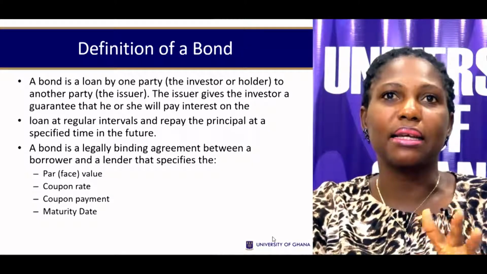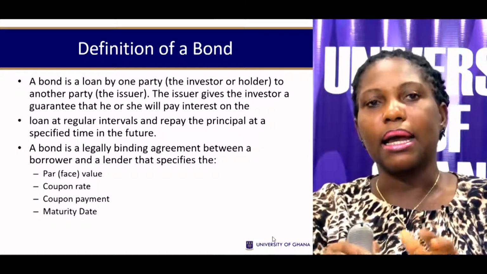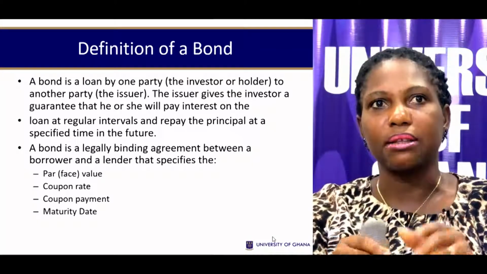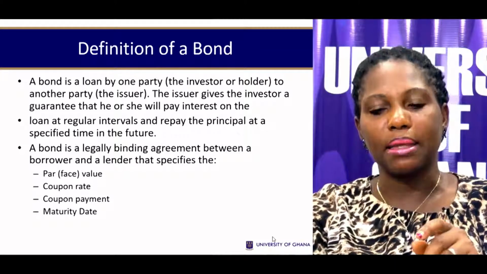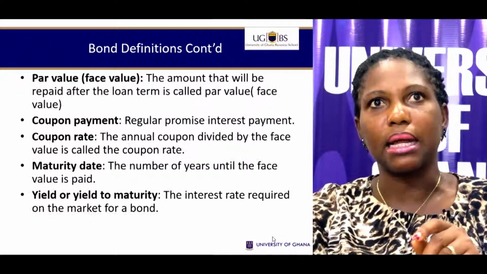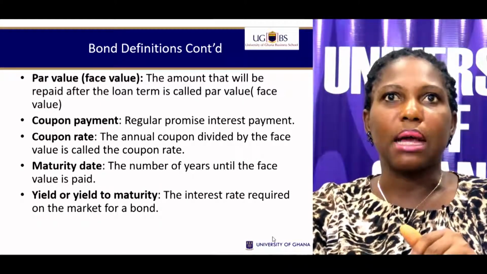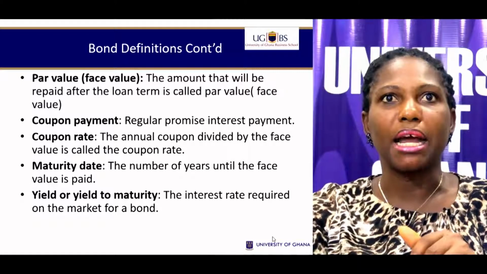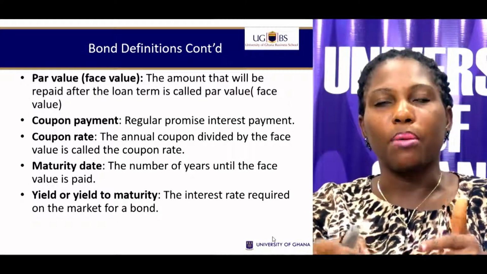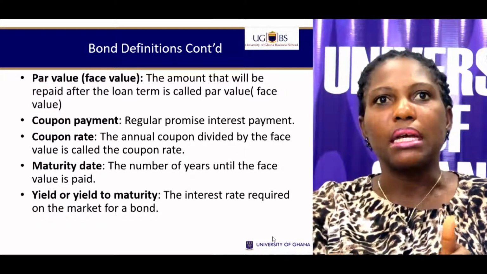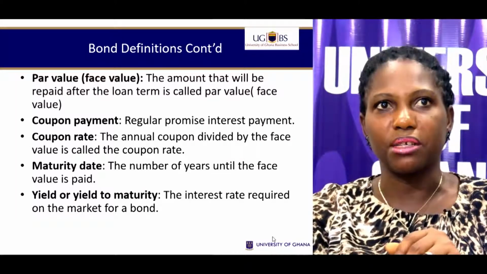Now, the bond is a legally binding agreement typically between the borrower and the lender, and normally will specify first the face value, the coupon rate, the coupon payment, and the maturity date. Now, let's try and understand the features. The face value or the par value is the amount that is typically repaid after the loan term or at the maturity of the loan. So, upon maturity, the value at which the bond is redeemed typically refers to the face value.